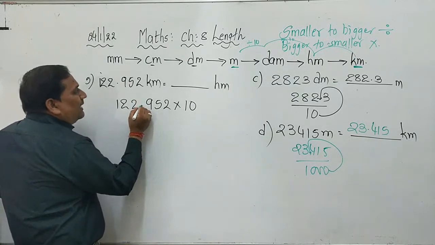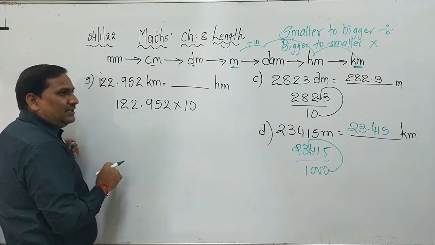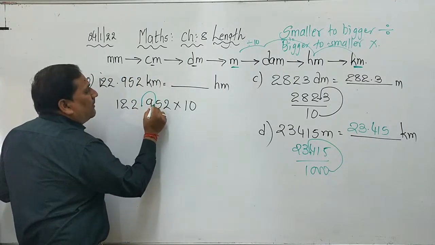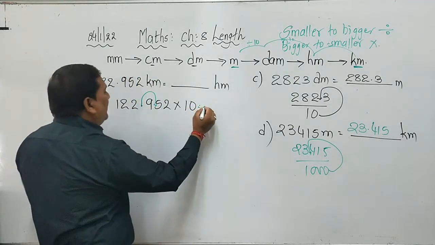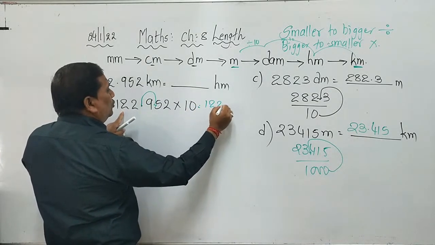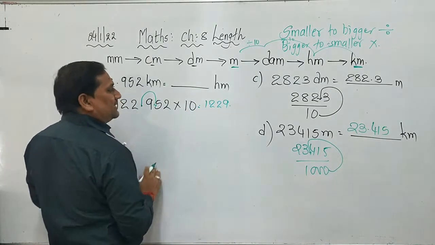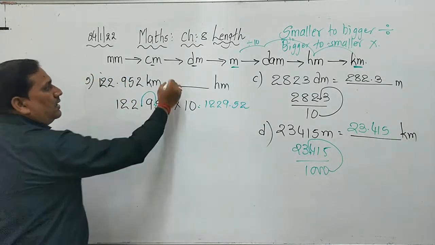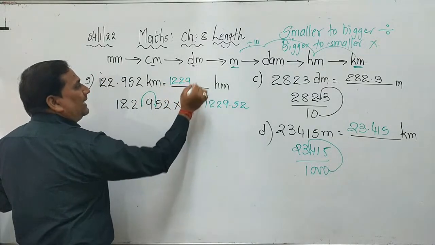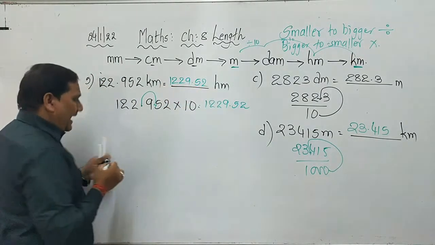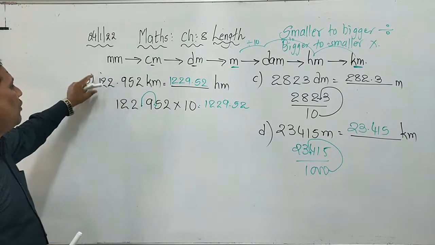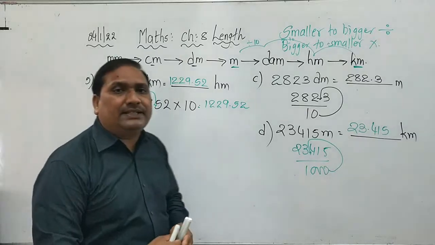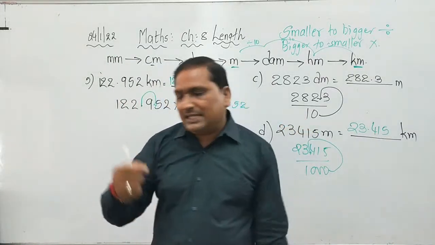Just now the decimal is over here between 2 and 9. Now I have to jump a single digit, so from here I will jump over here. So what will be my answer? 1229.52. So this is my answer. 1229.52 hectometer is equal to 122.952 kilometer. Clear, students? See the sixth one.